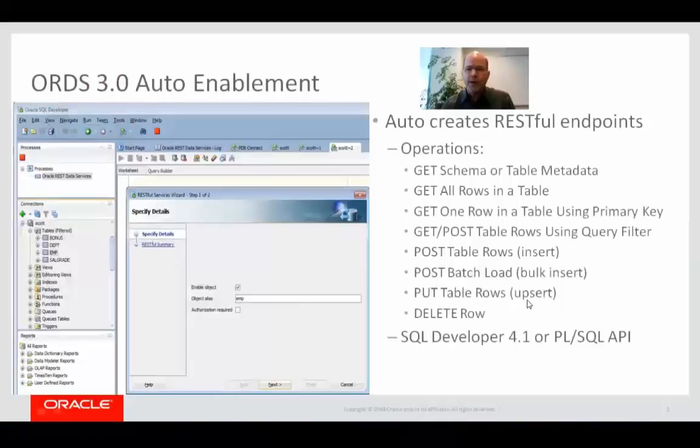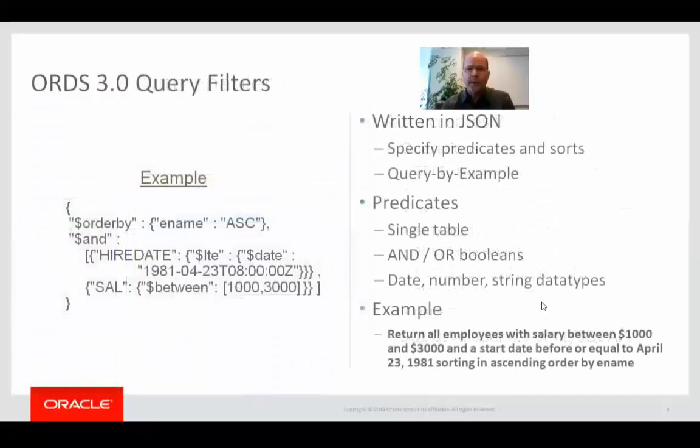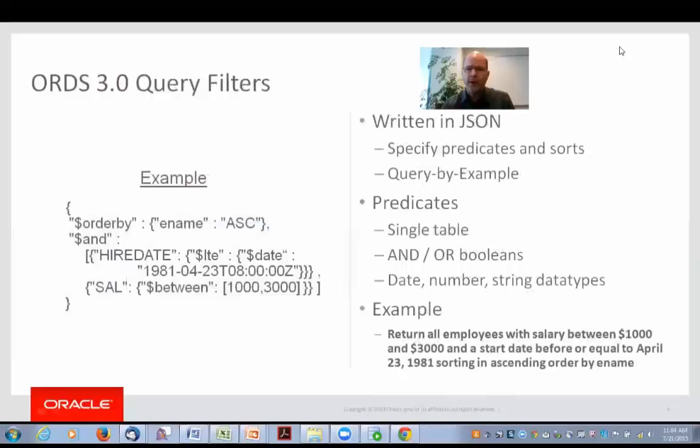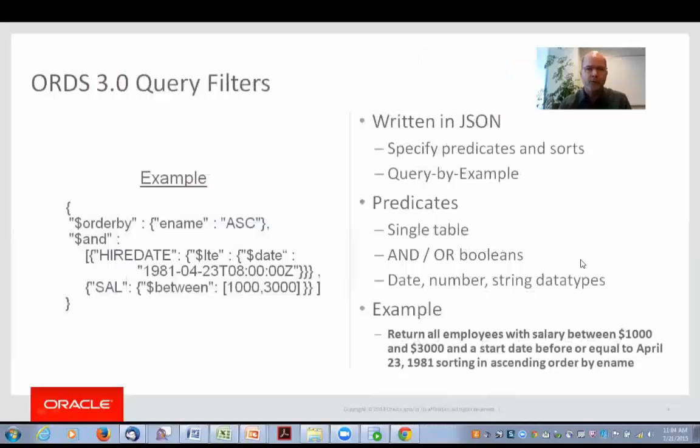So the other part of this is query filters. And let me show you how that works, give you a flavor for it. I'm not going to try to go into all the details, but give you a good flavor for it. So it allows you to specify predicates and sorts in JSON. So we're not using SQL here. We're using JSON, which is something that many new developers are very comfortable with and very easy for them to adopt. It follows a kind of query by example format.